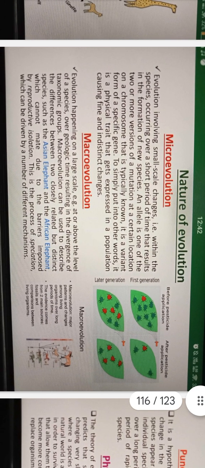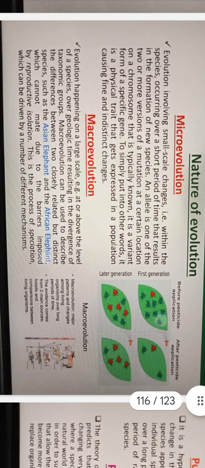Nature of evolution: microevolution and macroevolution. Microevolution involves small-scale changes within a species occurring over a short period of time that can result in the formation of new species. An allele is one of two or more variations of a gene at a certain location on a chromosome. It is a variant form of a specific gene. Simply put, it is a physical trait that gets expressed in a population.